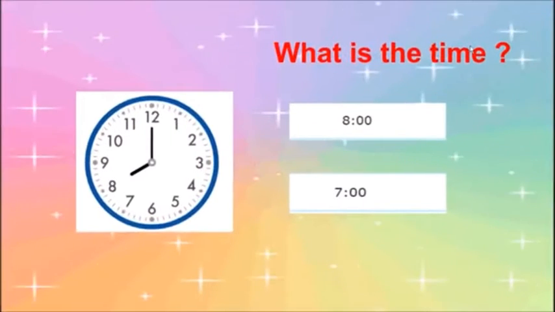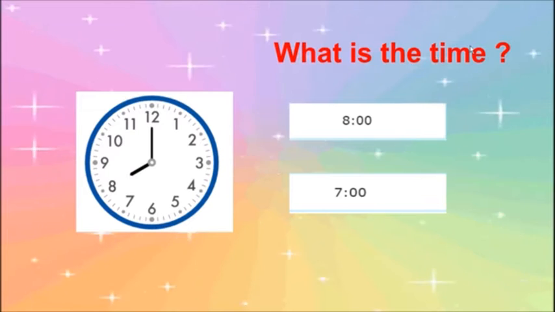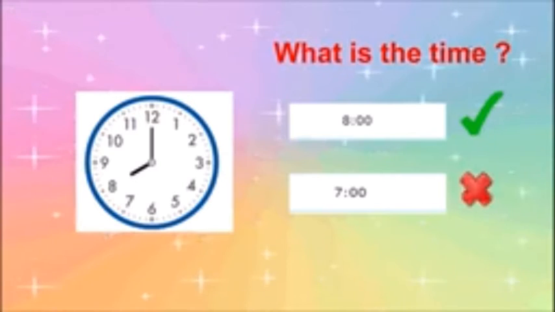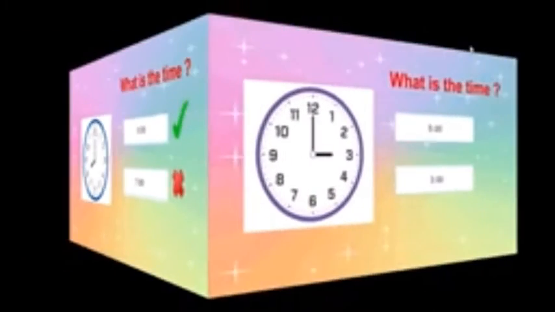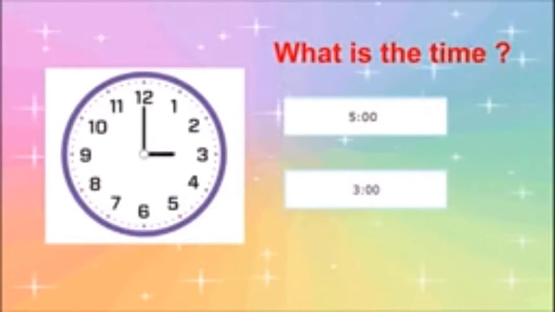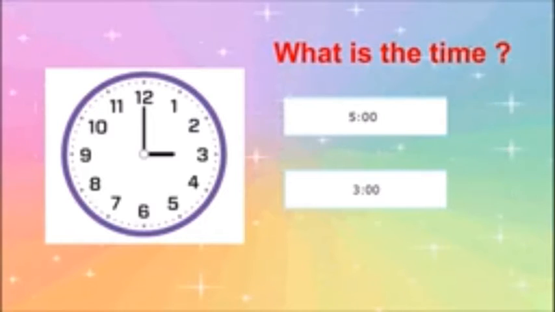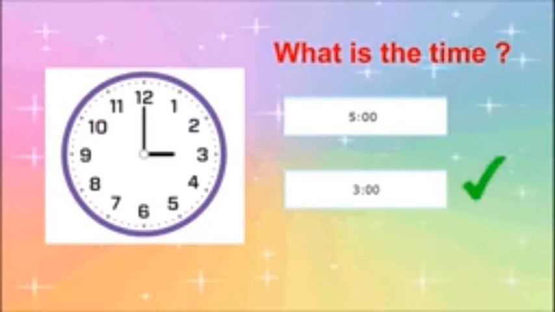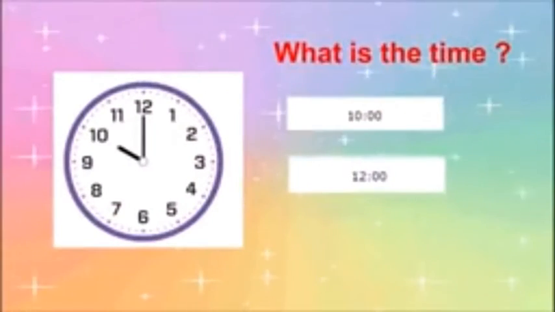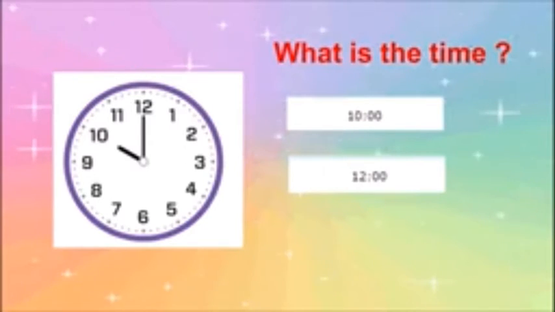Again, what is the time now on this clock? Yes, 8 o'clock. What is the time now? 5 o'clock or 3 o'clock? Yes, 3 o'clock. Correct. It means you know the time. What is the time now? Yes, 10 o'clock. Exact. Correct.